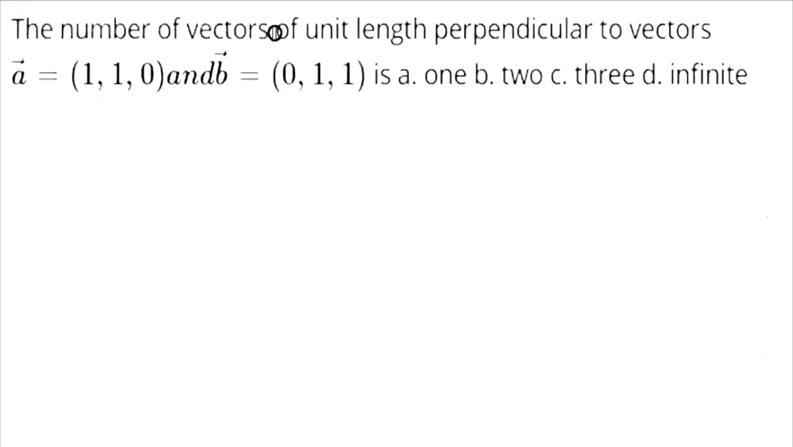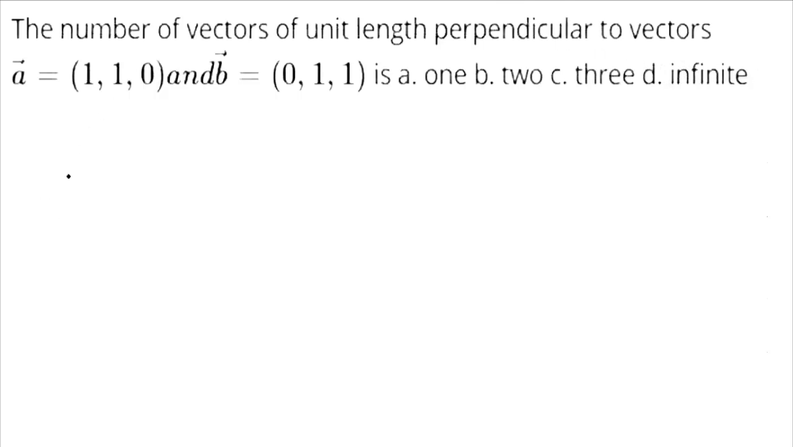Hello everyone, let's start this question. This question says: the number of vectors of unit length perpendicular to vectors A and B. Now vector A is (1, 1, 0) and vector B is (0, 1, 1). The number of vectors of unit length perpendicular to both these vectors is: option A is 1, option B is 2, option C is 3 and option D, the fourth option, is infinite.